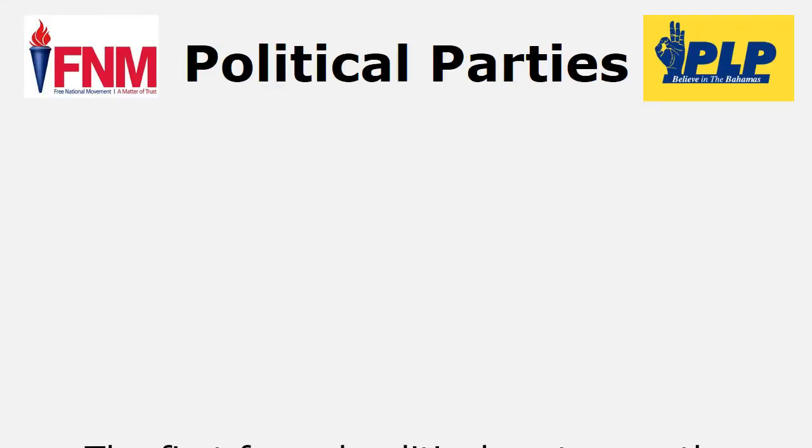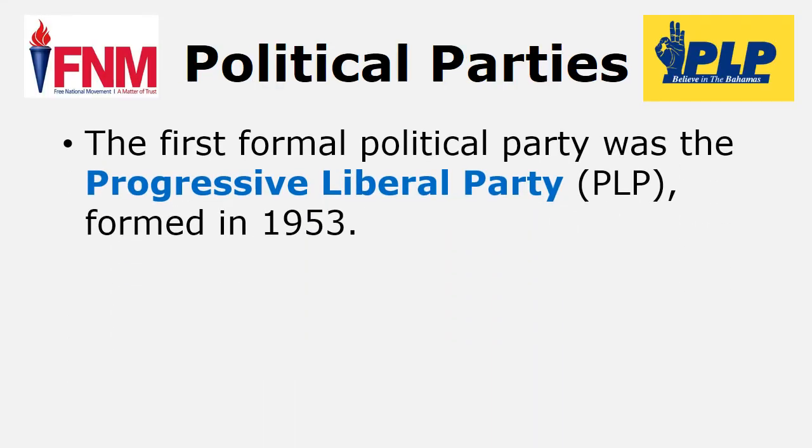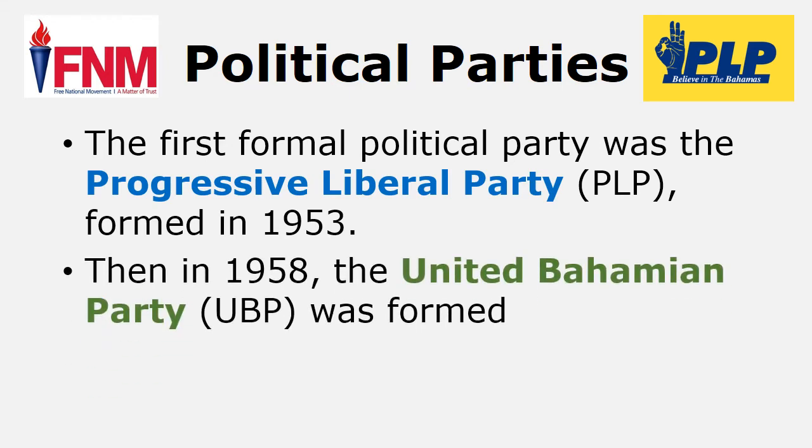Political parties. The first formal political party was the Progressive Liberal Party, PLP, formed in 1953. Then, in 1958, the United Bahamian Party, UBP, was formed.